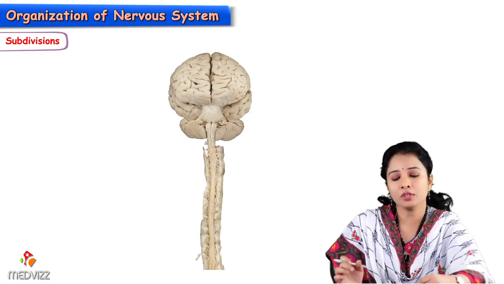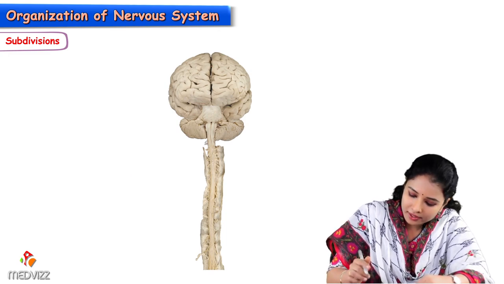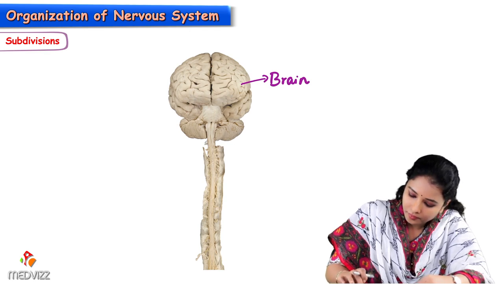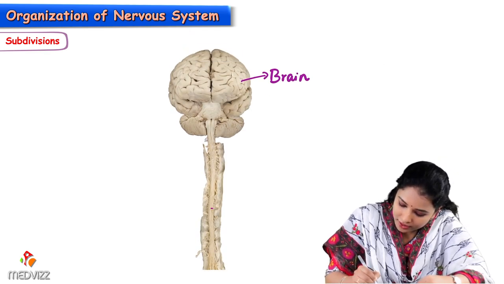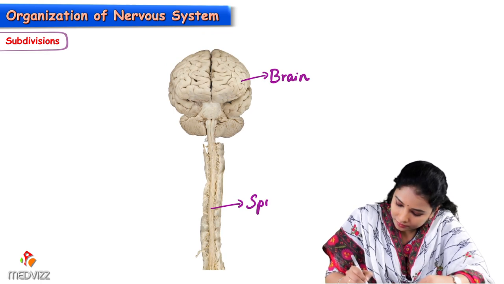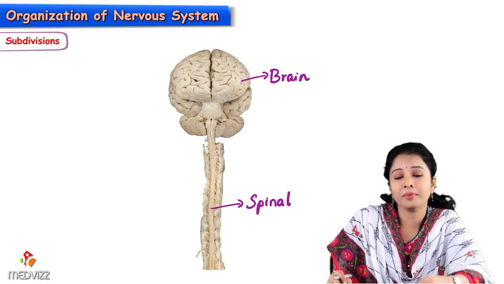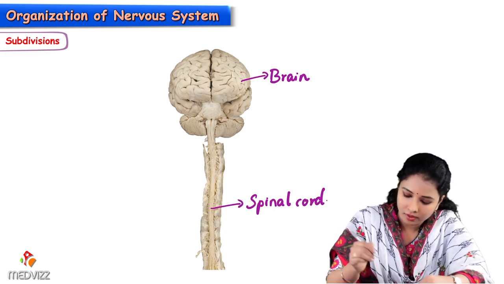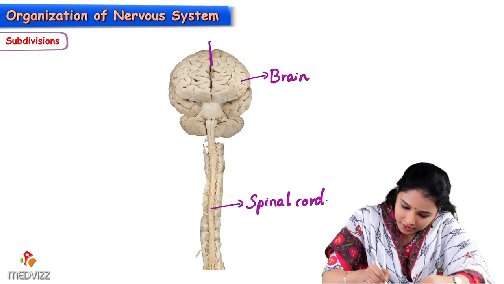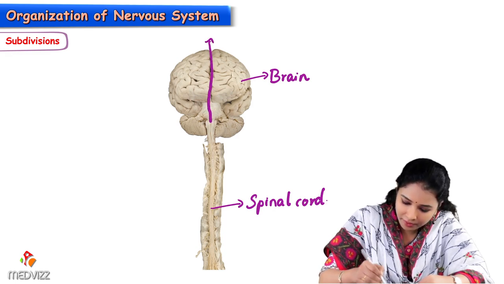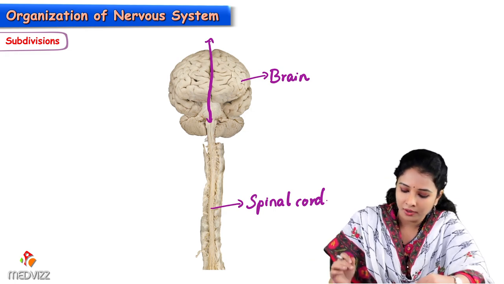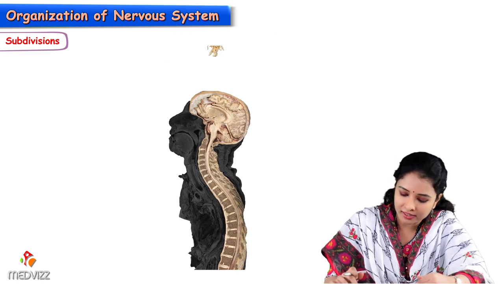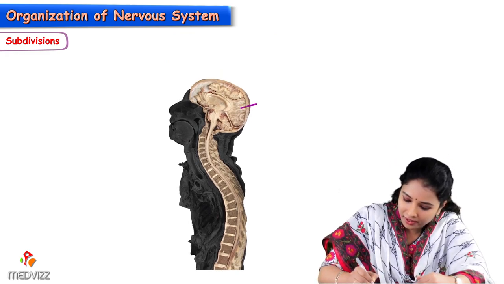Here is the picture of the central nervous system, where we can see the brain here. This is the brain, and brain continues below as the spinal cord. So the caudal extension of the brain is the spinal cord. And if we take a sagittal section from the midway of the brain, dividing into two halves, we can see little more in detail. So here is the sagittal section of central nervous system, showing the brain again.